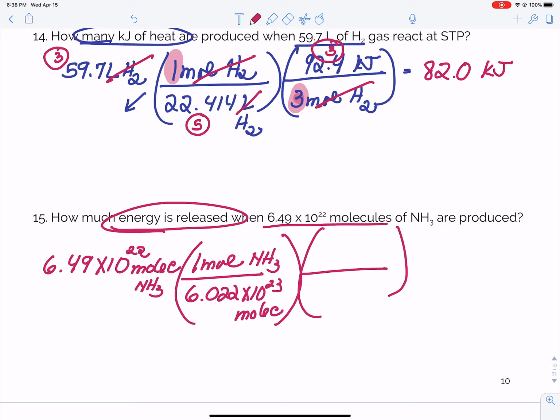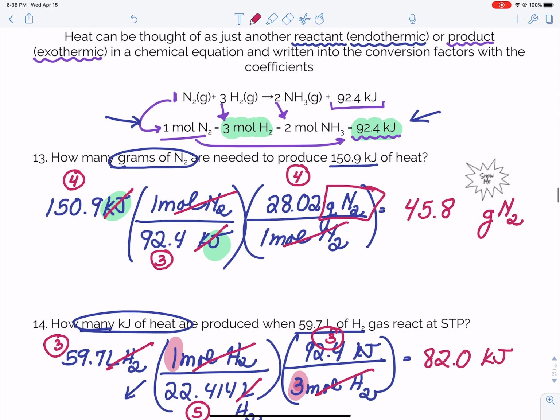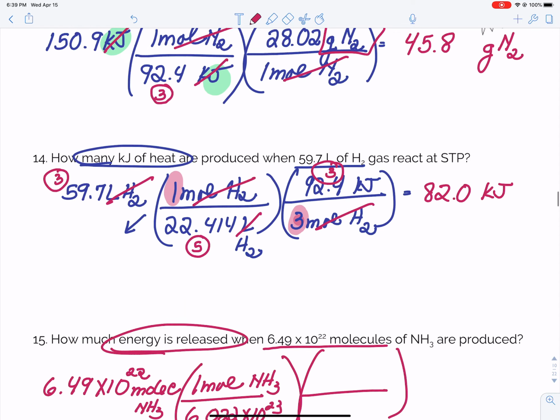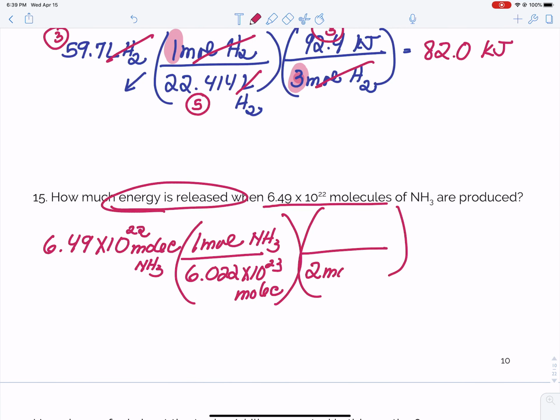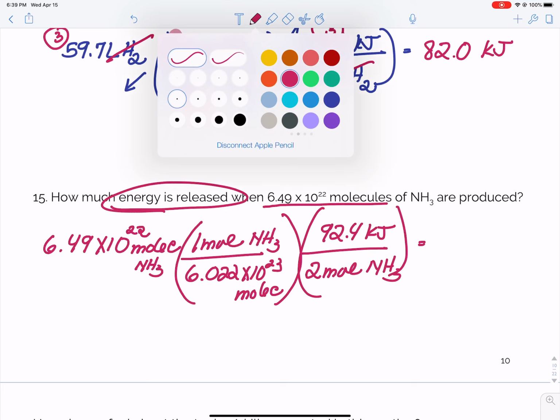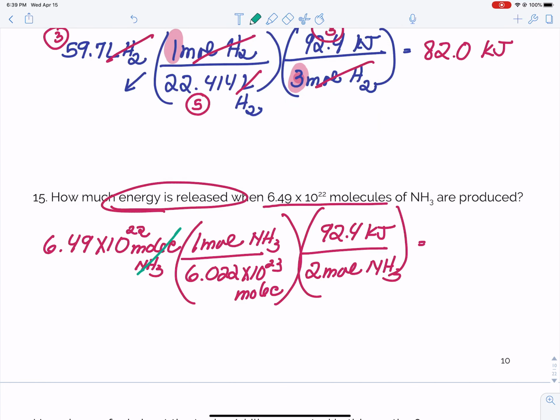So if I go back to the energy and look at the balanced chemical equation, let me erase this. That 2 moles of NH3 will produce 92.4 kilojoules. So now we have 2 moles of NH3 will produce 92.4 kilojoules of energy. Check my units: molecules of NH3 and molecules of NH3 cancel. Moles of NH3 in the numerator and moles of NH3 in the denominator cancel. So the only unit that I have left is kilojoules.